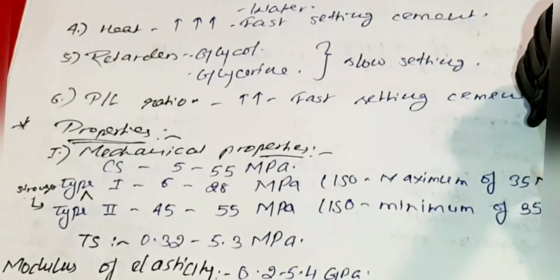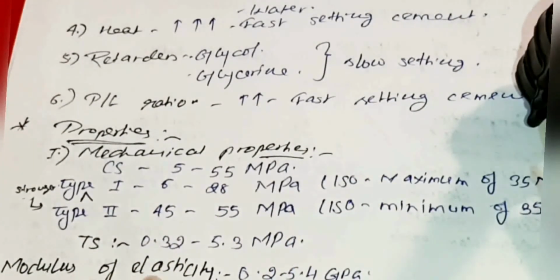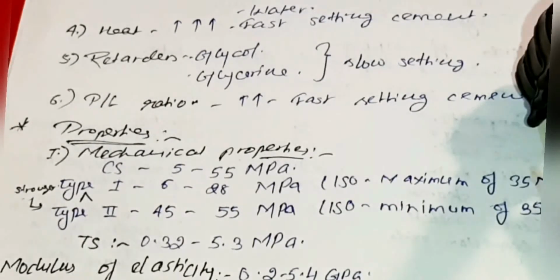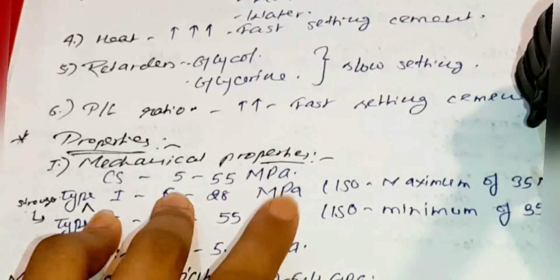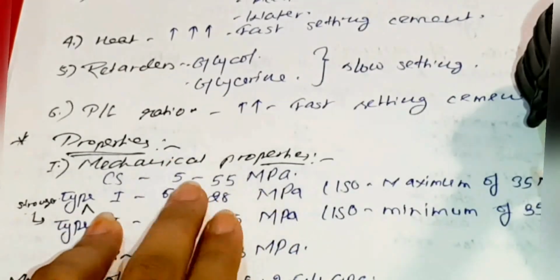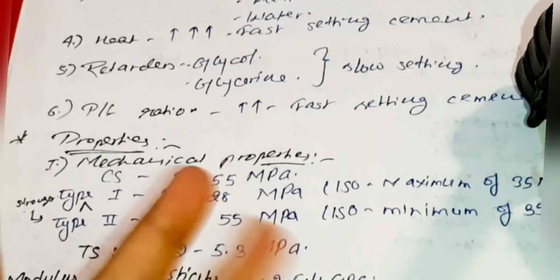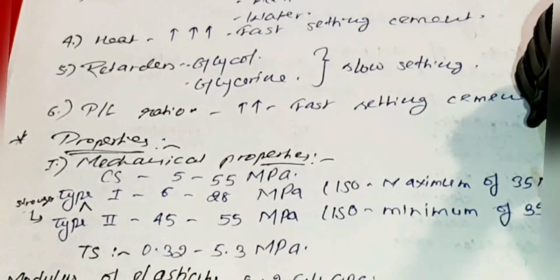Now the modulus of elasticity, it ranges from 0.22 to 0.54 GPa. This is an important property for those cements intended for the use of base. Now the one used for cavity liners will have the least compressive strength, which I have already discussed. Now the modulus of elasticity is important for those cements intended for the bases.